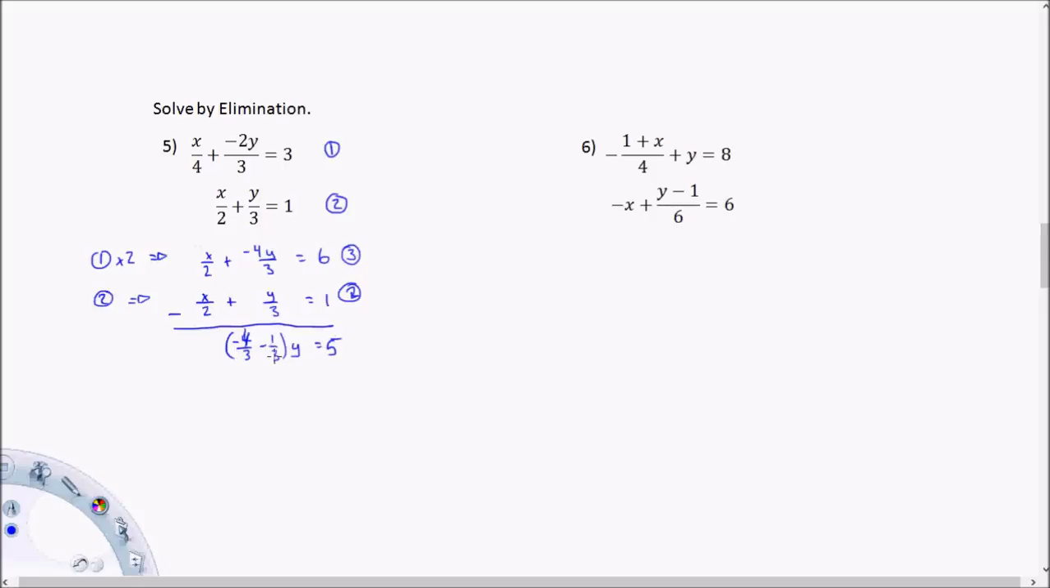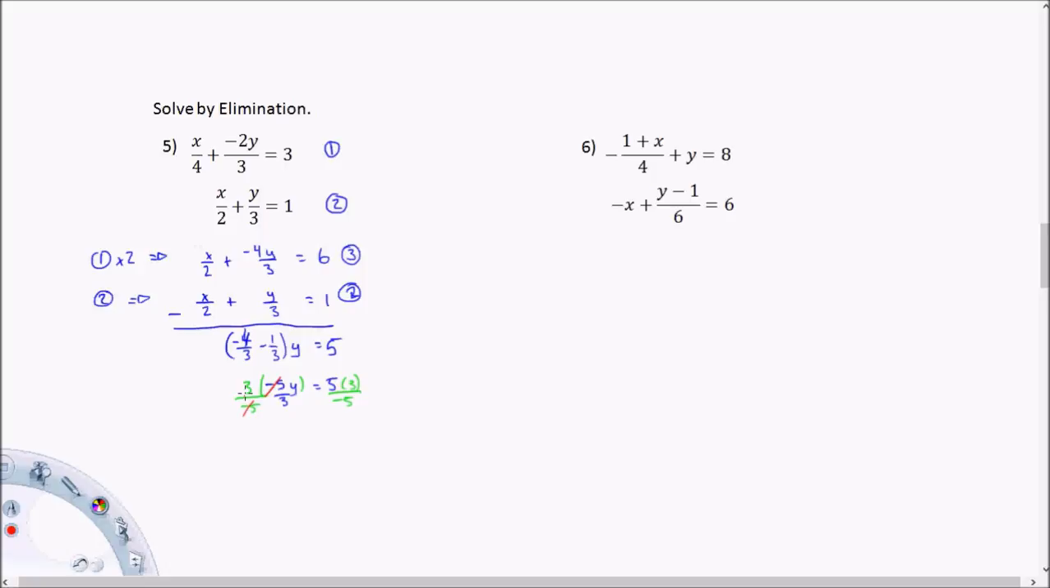So we see that we have a common denominator here. Therefore, we can just do this simple subtraction in this case. Negative 4 minus 1 is negative 5. So we have negative 5y over 3 equals 5. So in this situation, we would want to multiply both sides by 3 and also divide both sides by negative 5.